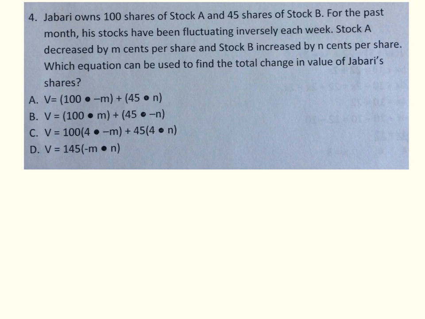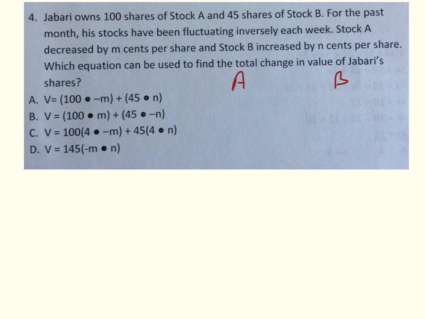In problem number 4, Jabari owns 100 shares of stock A and 45 shares of stock B. For the past month, his stocks have been fluctuating inversely each week. Stock A decreased by M cents per share, and stock B increased by N cents per share. Which equation can be used to find the total change in value of Jabari's shares? Well, first of all, we have two stocks. We have A and we have B.